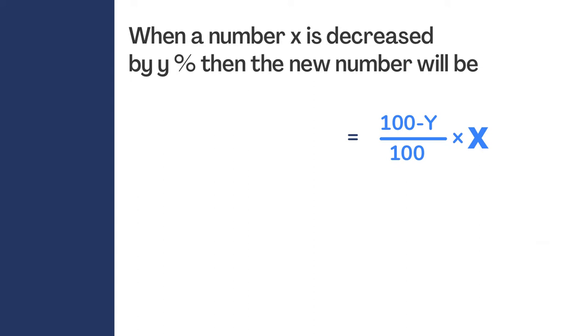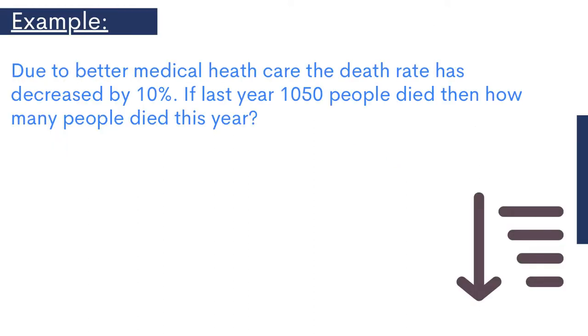Take an example. The example says that due to better medical health care, the death rate has decreased by 10%. If last year 1050 people died, then how many people died this year? So the question is saying that last year people died is 150, and now it has decreased 10%, minus 10%. So it is asking how many people died this year.